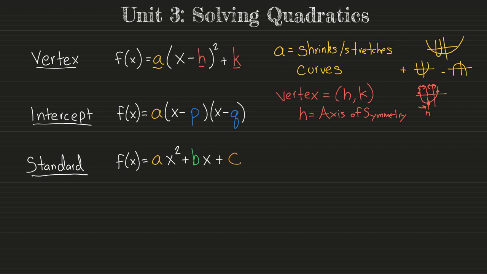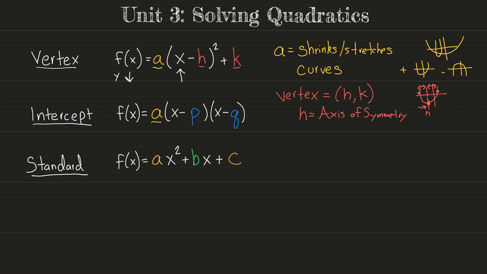So vertex form was really great because right away we had our vertex, we had our axis of symmetry, and we could start plugging in some points. We could plug in some x value here and figure out what the output would be, or what the y value would be. But what it didn't do is help us find some of these other important pieces of information. So we also had intercept form, the a here also controlling shrink, stretch, and curve.